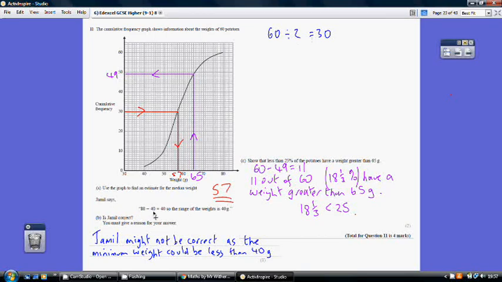Now, Jamil says 80 minus 40 equals 40, so the range of the weight is 40 grams. Well, that depends on 80 being the highest, the biggest weight of a potato, and 40 being the smallest weight of a potato. But we can't be sure, just looking at it here, that the smallest potato did indeed weigh 40. So Jamil might not be correct, as the minimum weight could be less than 40.